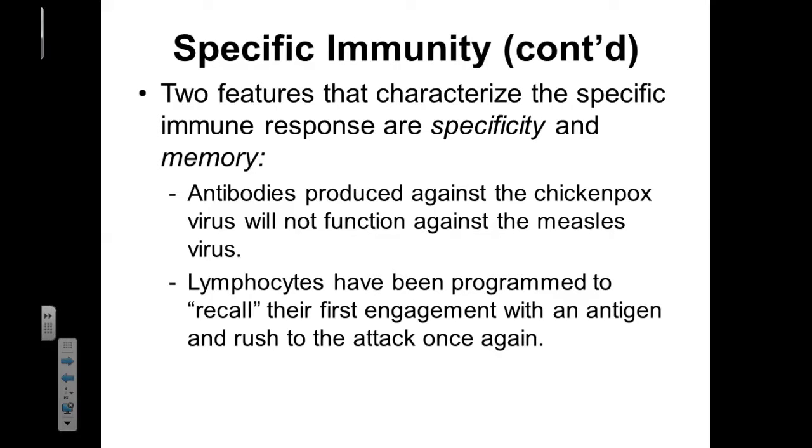Two features that are going to be associated with our immune response are specificity and memory. Our adaptive immune system is very specific, and our adaptive immune system develops immune memory, or gives us the ability to be immune to a disease. We produce antibodies that can destroy a specific pathogen, but not affect another pathogen. So an example of the specificity is when we make those chickenpox antibodies that don't affect the measles virus.